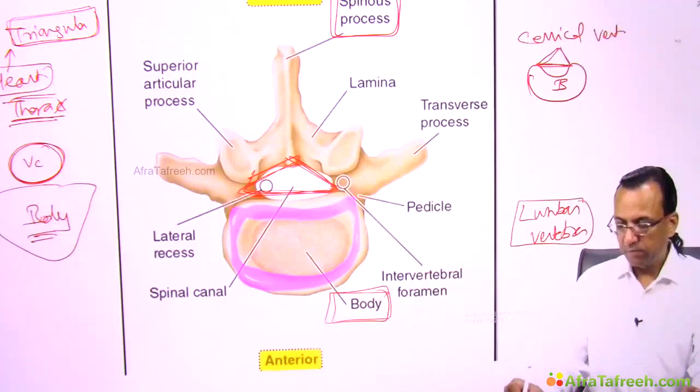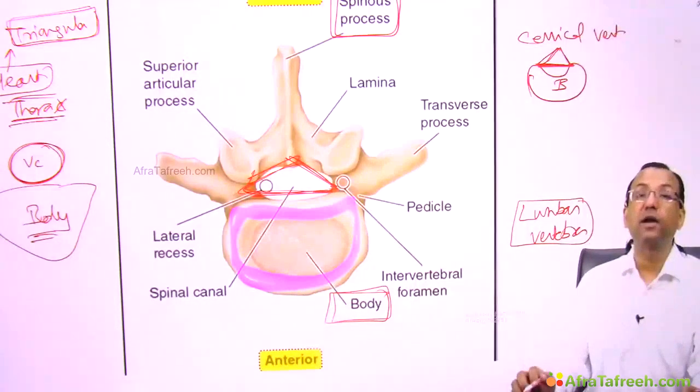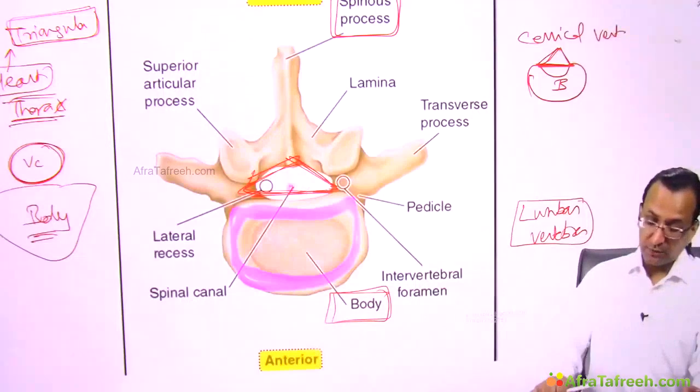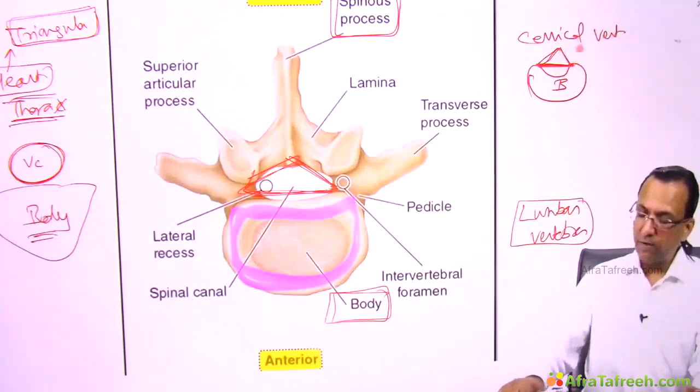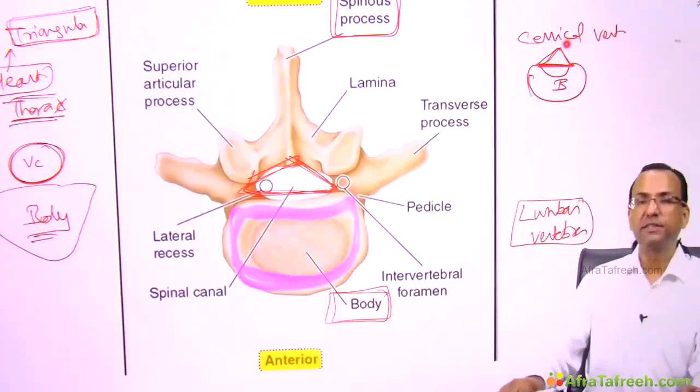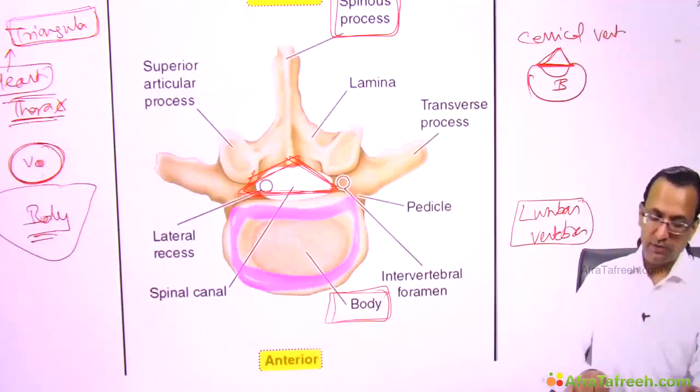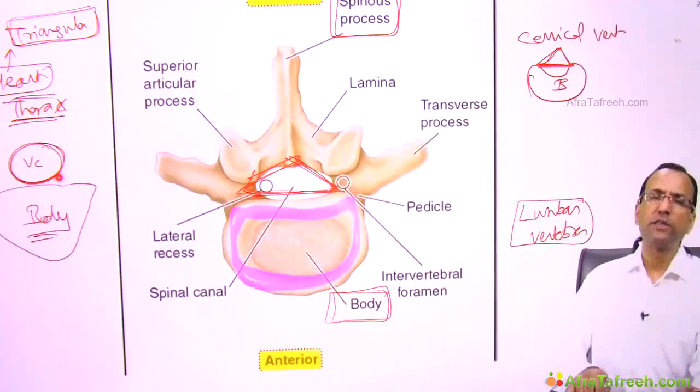Yes. Means if I take a section of spinal cord, the section will be triangular in the lumbar region. Yes. The section of spinal cord will be triangular in the cervical region. Yes. But it will be oval in the thoracic region. Thoracic spinal cord is oval in transverse section.